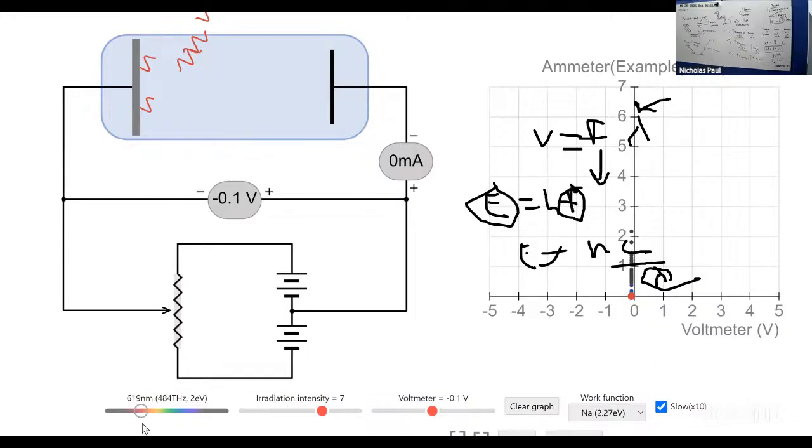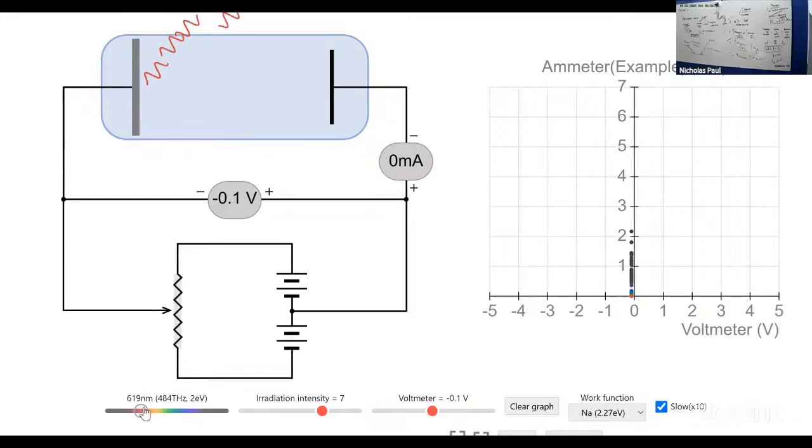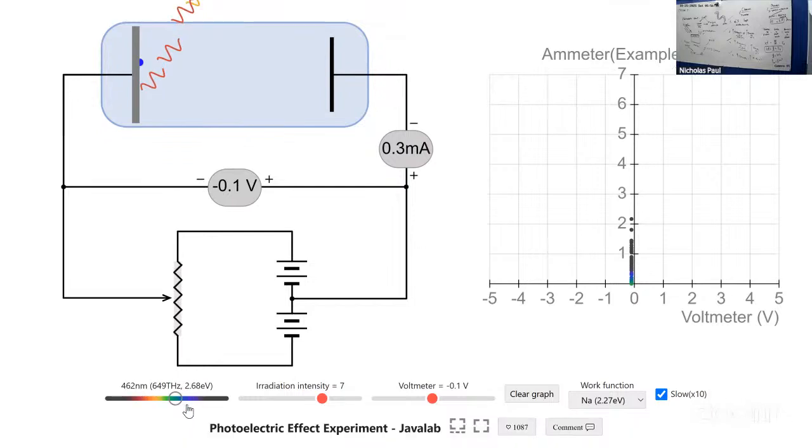Right, so now if I were to make the wavelength smaller, let's go to the end there. What's that? Purple? Yeah, ROY G BIV, purple. So happening now, electrons leaving. That's okay? Why is that happening again? Why did the current go up?